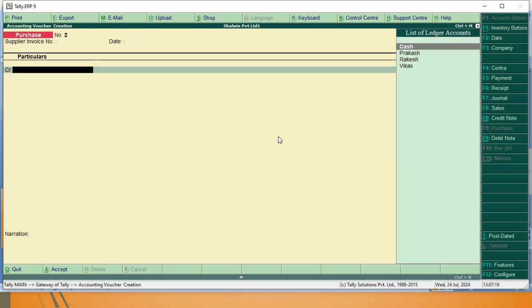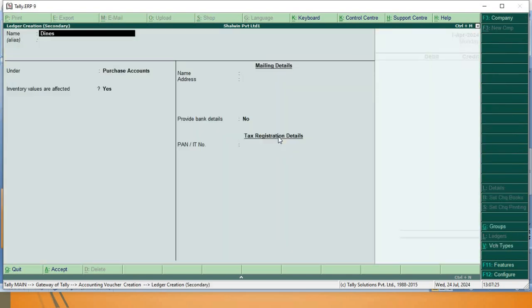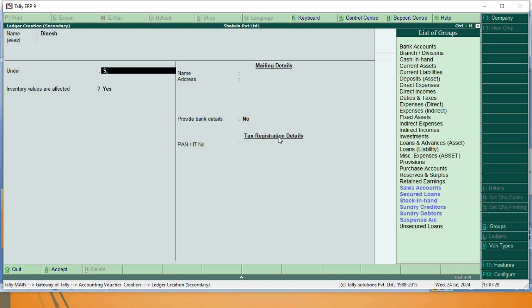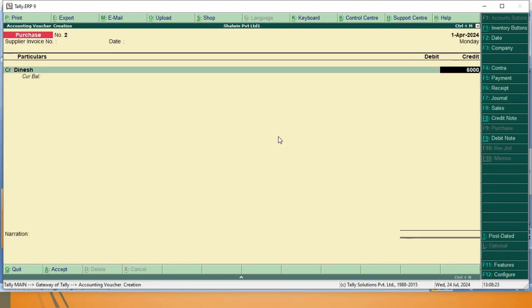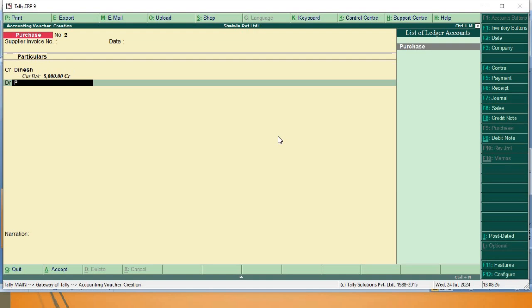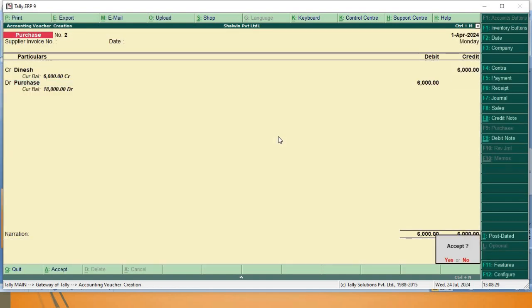So credit side we have Dinesh. Alt C, I have to create a ledger for Dinesh under sundry creditors. A person from whom we are buying comes under sundry creditors. A creditor is a person to whom the business has to pay the money. So we have purchased from Dinesh and the business has to pay money to him. That's why he's called sundry creditors. 6,000. Debit side we have purchase and just accept this.